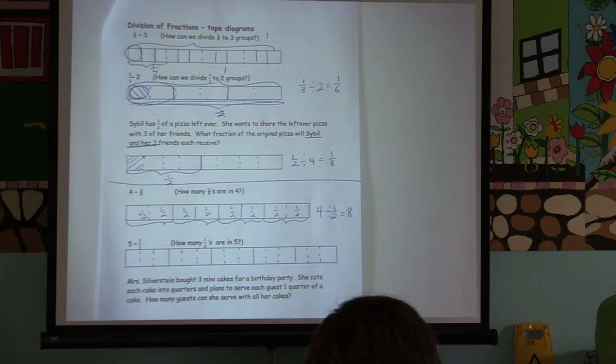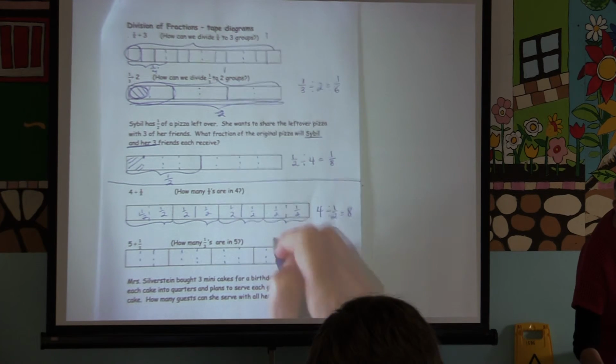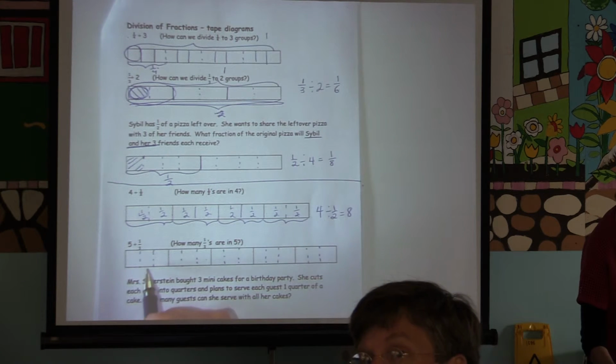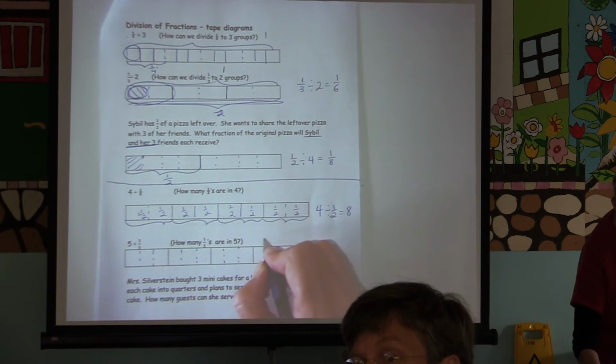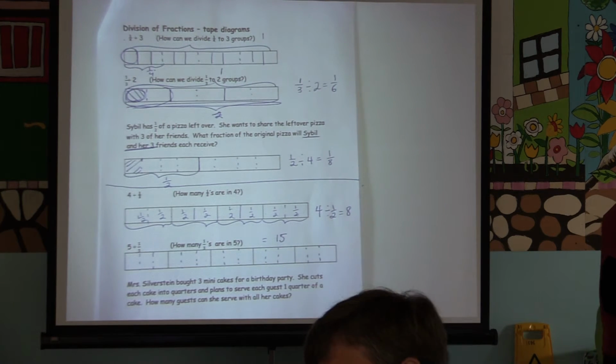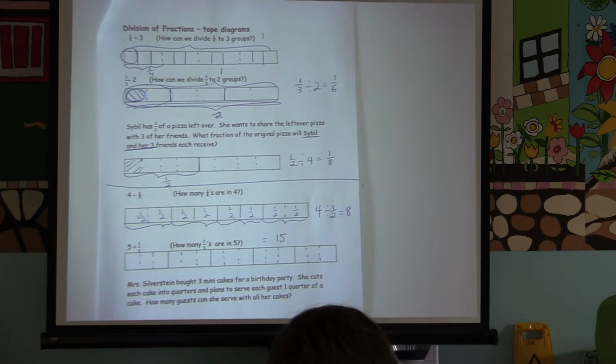How many 1/3s are in there? I can count them. There's 1, 2, 3, 4, 5, 6. Well, actually, I can multiply. I've got 5 groups of 3 parts, and it's going to equal 15. I have 15 groups of 1/3. But your students are only being asked to take it to the model.